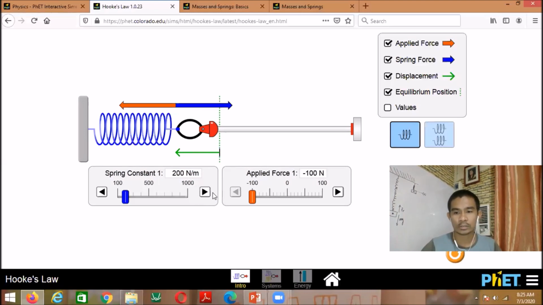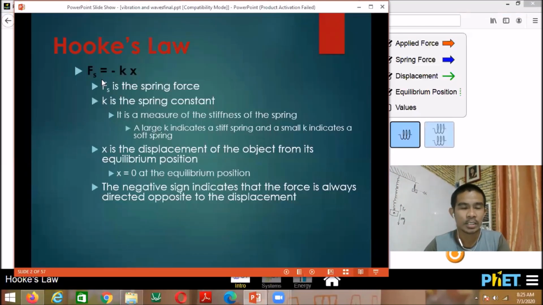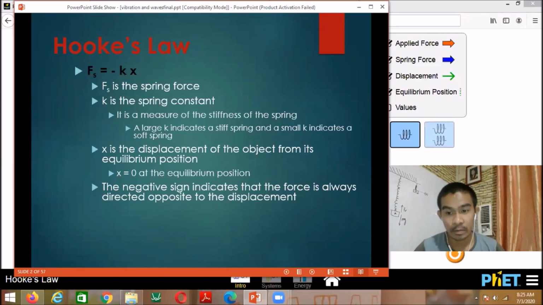Hooke's law says that the force to compress or to stretch the spring is directly proportional to the displacement of the spring. Okay, let's go back to the PowerPoint. And it is represented by this equation where K is the spring constant, F_s is the restoring force or spring force, the reaction force of the spring, and then x here is the displacement from the equilibrium position.